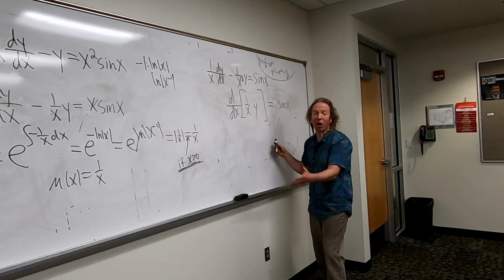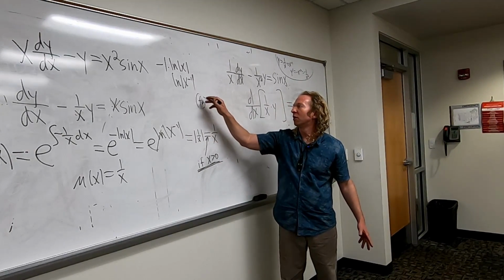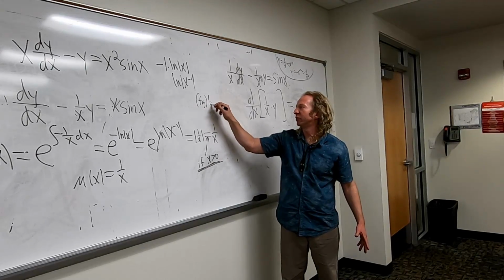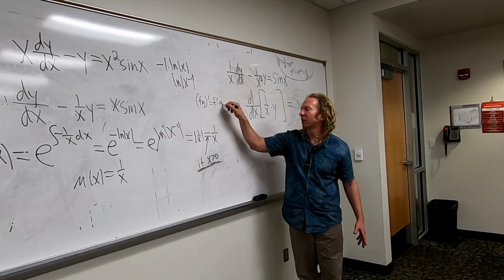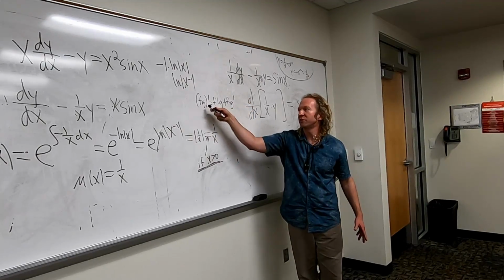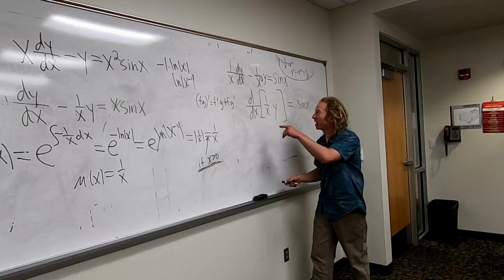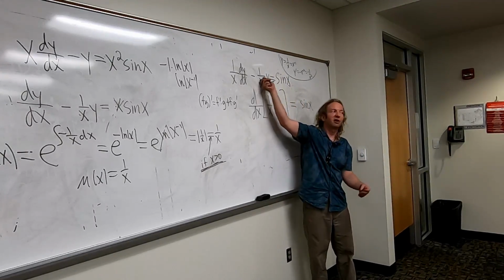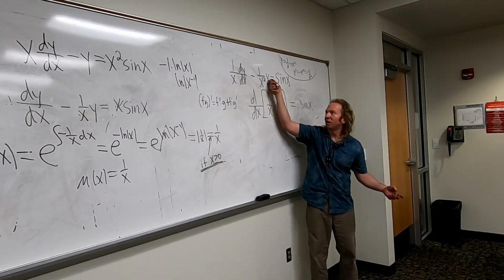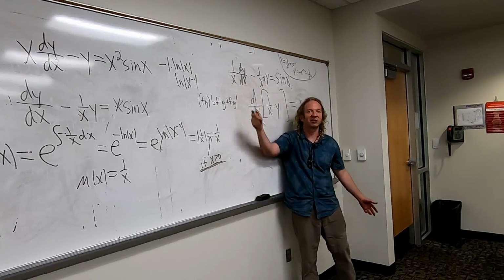So let's use the product rule. Do you all know the product rule? Let me remind you. It's the derivative of the first times the second plus the first times the derivative of the second. So this is the first and second. Derivative of the first times the second plus the first times the derivative of the second. Boom, it's correct.